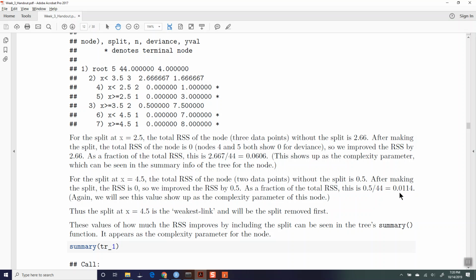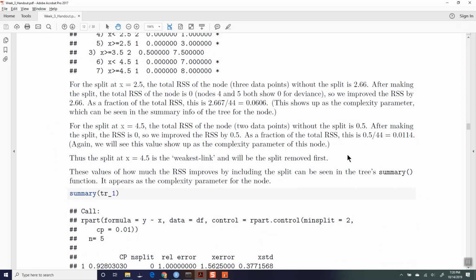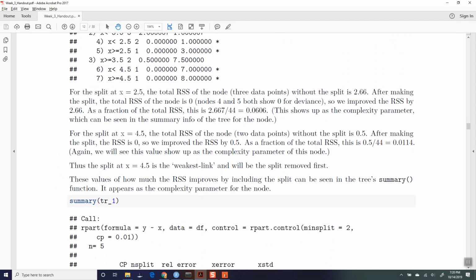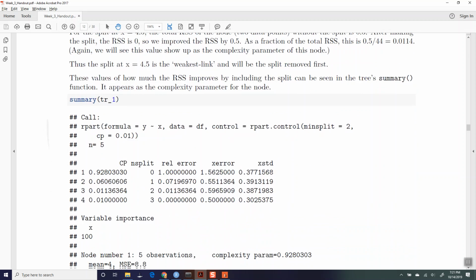All right, and so these will show up as the complexity parameter of including this split. Between these two, this one has a complexity parameter of 6%, this one has a complexity parameter of 1%, and I didn't write it here, but the first one went from 44 down to 3.16, which was 2.6 plus 0.5. That was a reduction of about 93%. And so those numbers show up here if you ask for the summary on this tree.